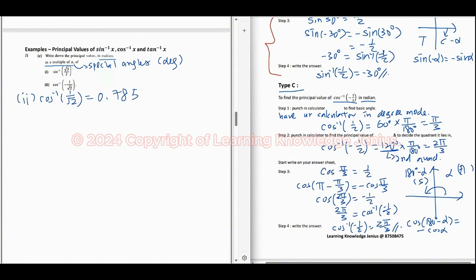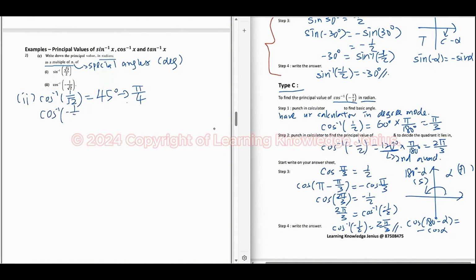So that's why it's not allowed. You basically just use your calculator in degree mode to find the angle. For this one, if you punch it into the calculator, you get 45 degrees. But as the question asks you to leave it in radian mode, you cannot leave it like that. You must actually write pi over 4. Okay, then the standard step.